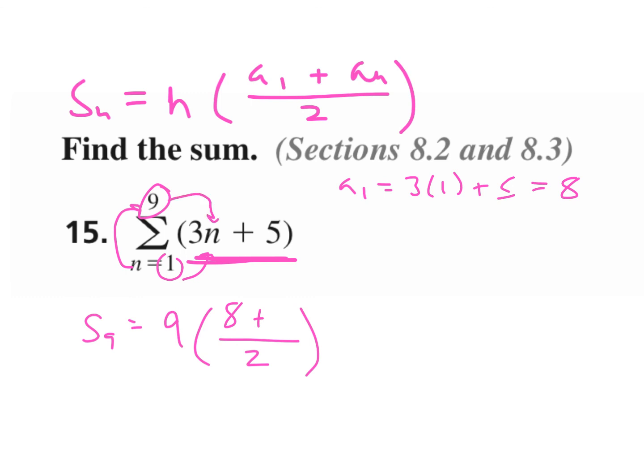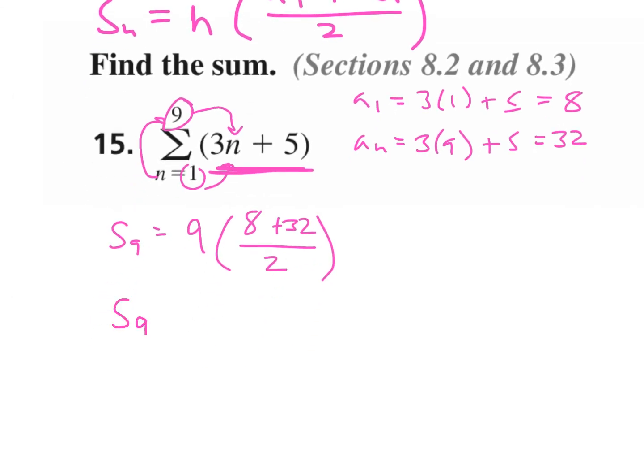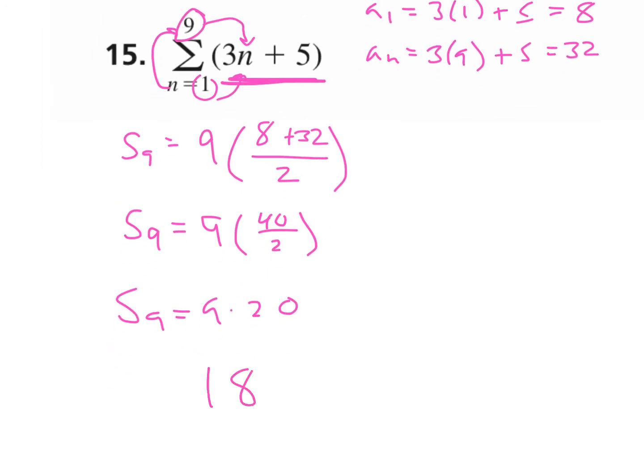Next, we plug in 9, so our last term, into n. So we have 3 times 9 plus 5. 3 times 9 is 27. 27 plus 5 is 32. So 8 plus 32 divided by 2. So this would be our sum of our 9 terms is equal to 9 times 40 over 2, which would be 20, so 9 times 20, and 9 times 20 is 180.